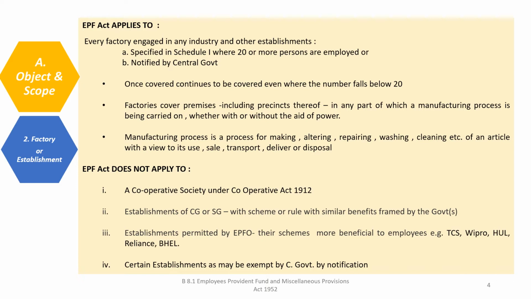We have to note that the Employee Provident Fund Act doesn't apply to a cooperative society, and it also doesn't apply to an establishment of central government or state government which has got a scheme similar to that of EPF Act. And there is a third set of establishments which are called as permitted establishments, who have their own systems and which have been approved by the central government as being permissible. And the fourth establishments are those which have been exempt by a notification of the central government. This is the factory which attracts the EPF Act coverage.